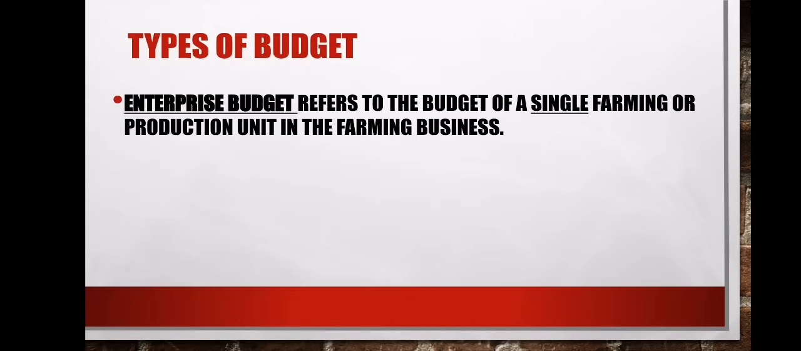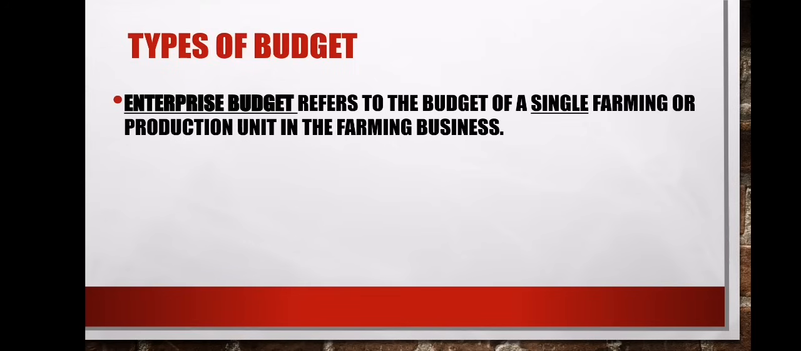We have the first one. When we talk about an enterprise budget, good people, we say this one refers to the expected income and expenditure of a single or of one production unit in the farming business. We say it shows the expected income and the expected expenditure of a single production unit. So it's a budget that shows a single or one production unit or one farming unit.